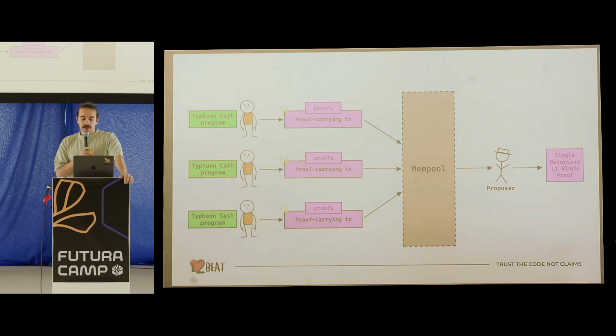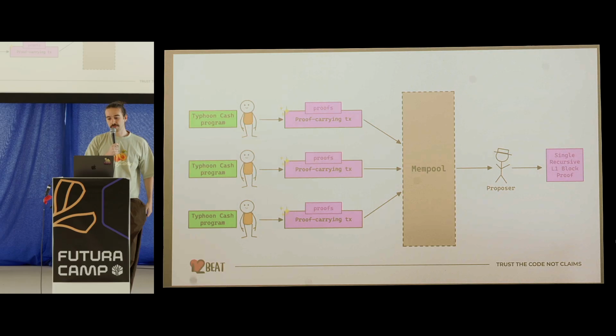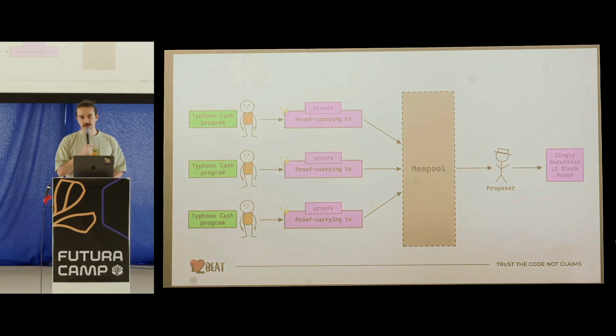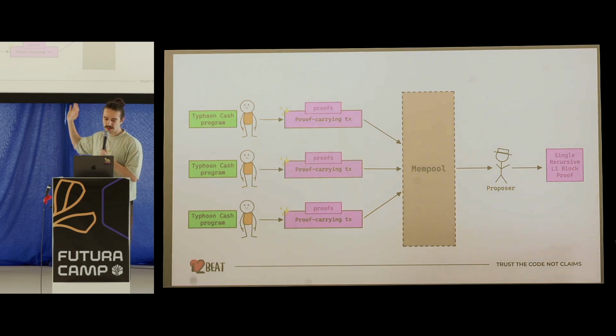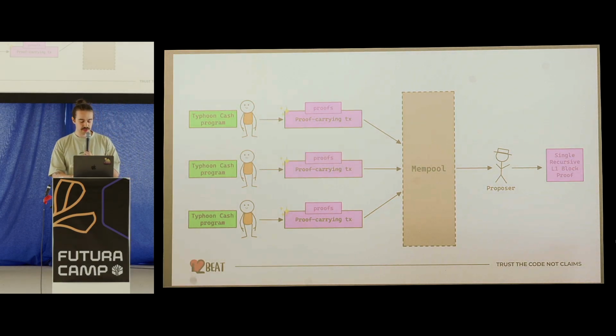So if there are a lot of people using these transactions, a block becomes very big very quickly. So the idea is these proofs will be propagated within the mempool, but they will not end up in the final block. Once they reach the proposer, the proposer will just take the proofs and generate a recursive proof. So at the end of the day, when you get a block, you just get one single recursive proof that also proves the verification of the single proof-carrying transaction proofs, including the Typhoon Cash program in this case.